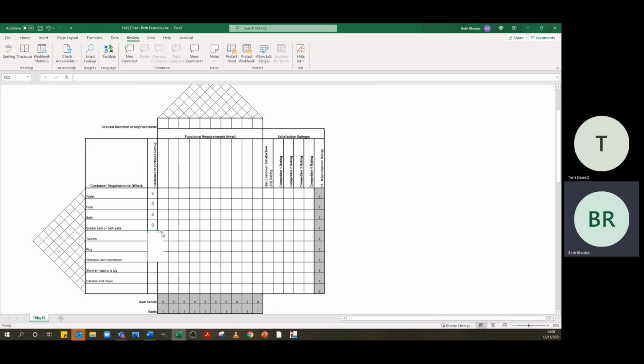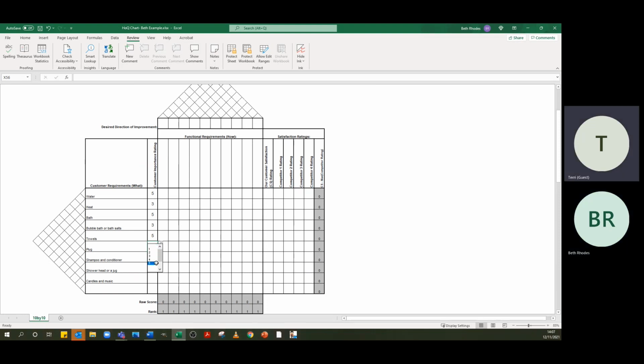Towels, how important is a towel? A 5, you need to dry. Yes. How important is the plug? 5, or it'd be a pretty pointless bath. How important is shampoo and conditioner? Well, let's go with 3 because it could be a man. A bold man. It could be.